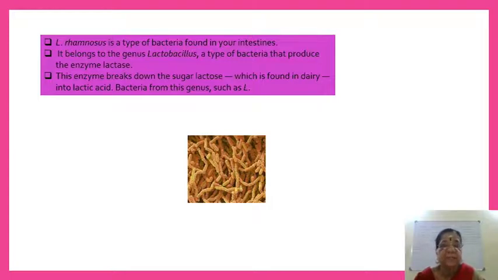அதோட main function என்ன? It breaks down the sugar lactose, which is found in dairy into lactic acid. Dairy na dairy product, milk product. Okay, dairy products la, which is converting into lactic acid. Bacteria from this genus வந்து இதே மாதிரி another example lactobacillus species அதுல வந்து ஒண்ணு விட்டுருக்கு. I hope you understand. And இதுதான் இந்த figure வந்து lactobacillus rhamnosus.